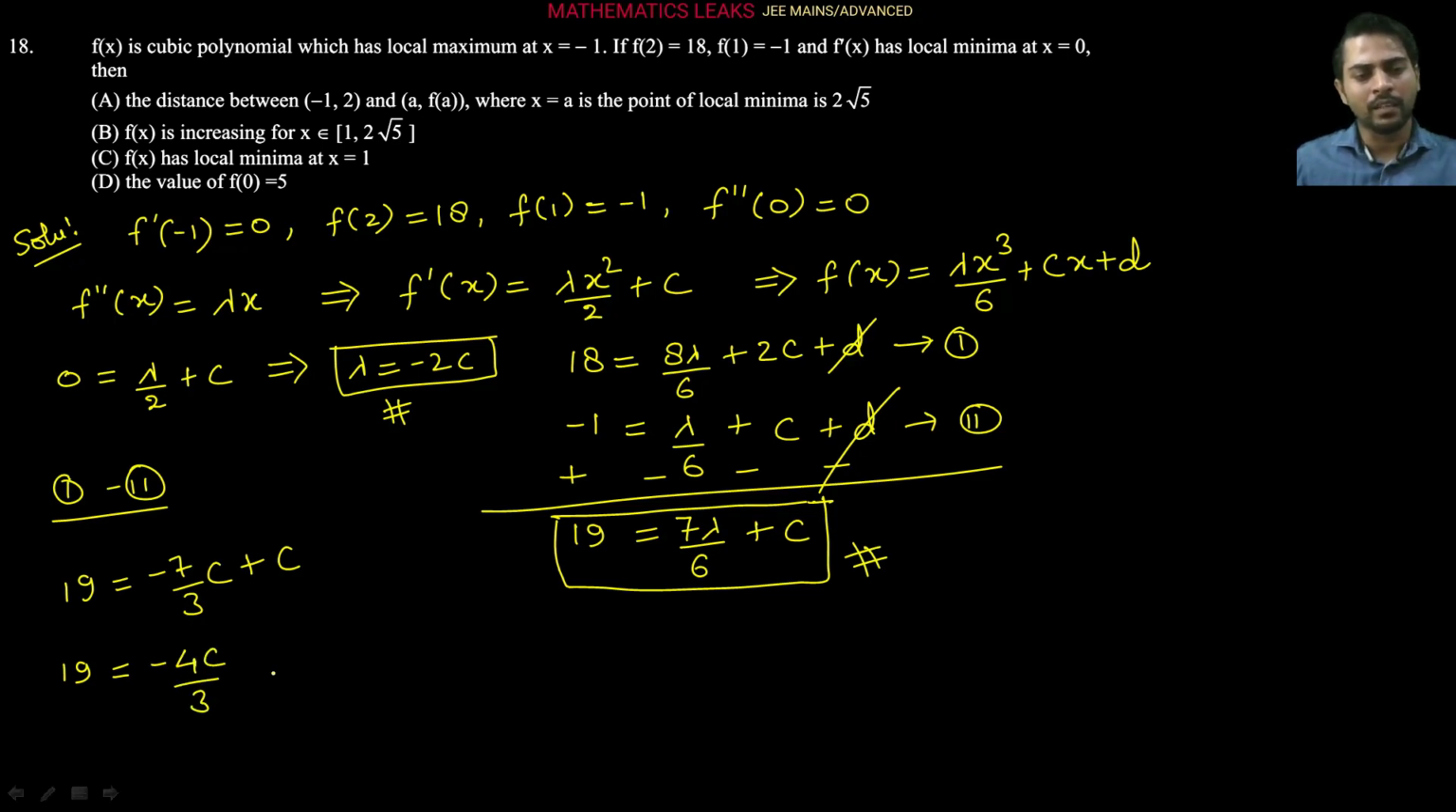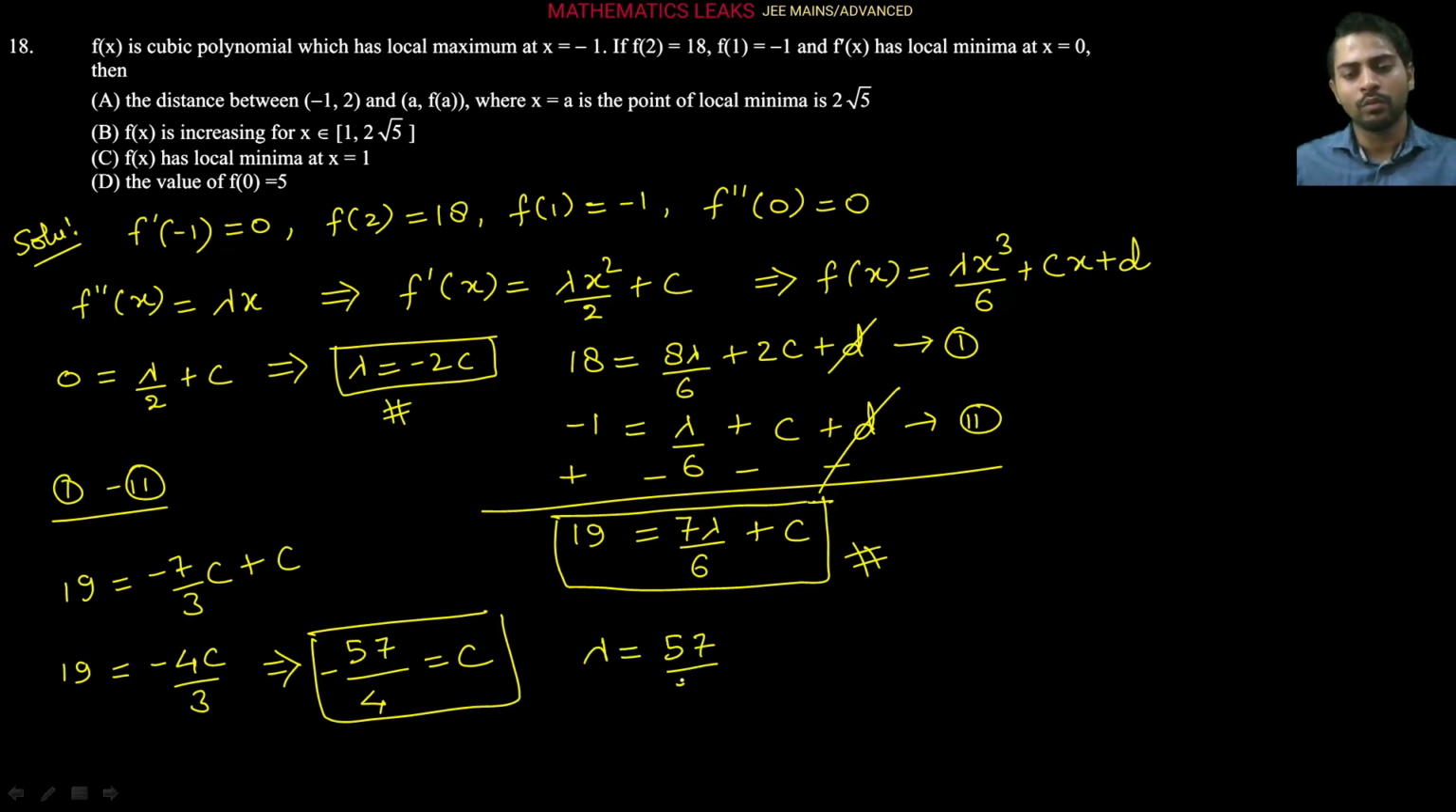So from there we are getting 57 is equal to minus 4c. So we can say minus 57 by 4 is equal to the c value. So we have the c value. Now we have c, so we can easily write down the lambda value also by putting this c value in this equation. So we are getting lambda is equal to 57 by 2. And after getting lambda and c value, by putting in any one of equation 1 or 2, we can get the d value also.